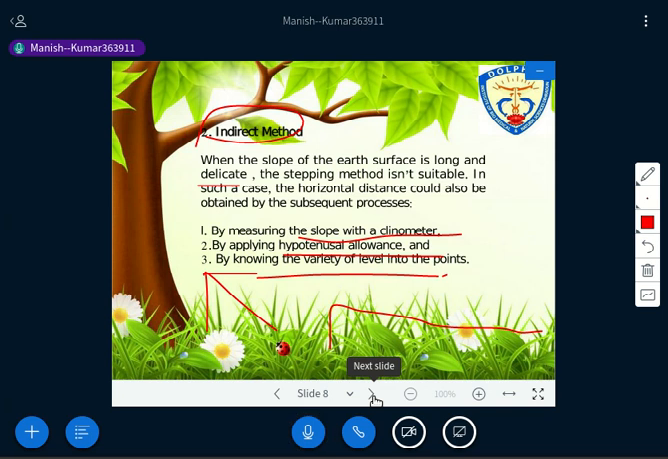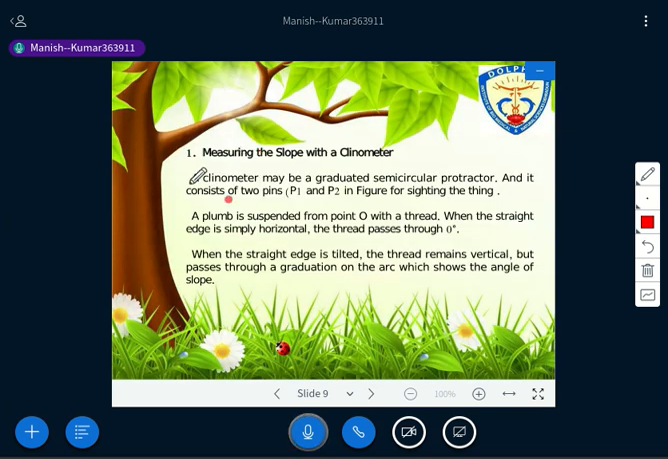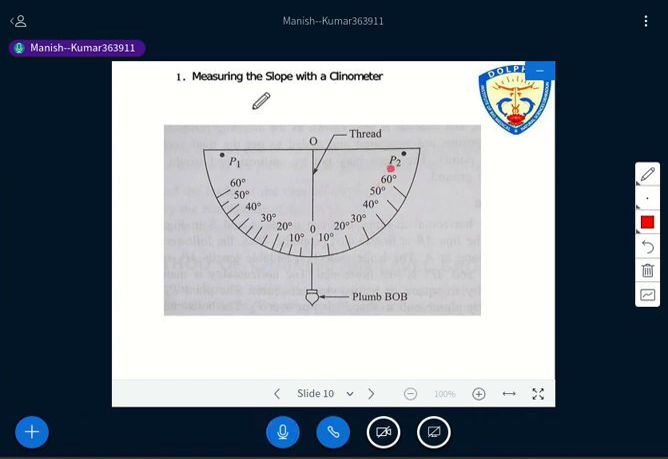So now let me discuss the concept with all of you. First, measuring the slope with a clinometer, right? So what is a clinometer? As you know, it is a graduated semicircular protractor. First let me show you the image. So this is the clinometer. Just look at it, right? It is something like a protractor, or a D, as you have already seen in your compass box, isn't it? So you can easily identify this instrument properly. It is a graduated semicircular protractor, right?